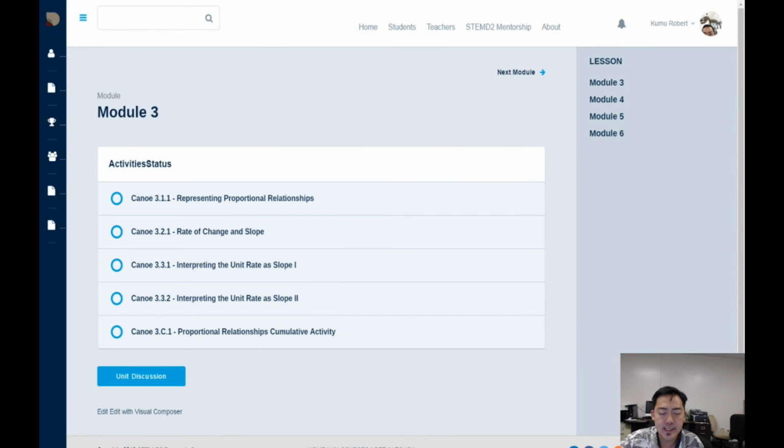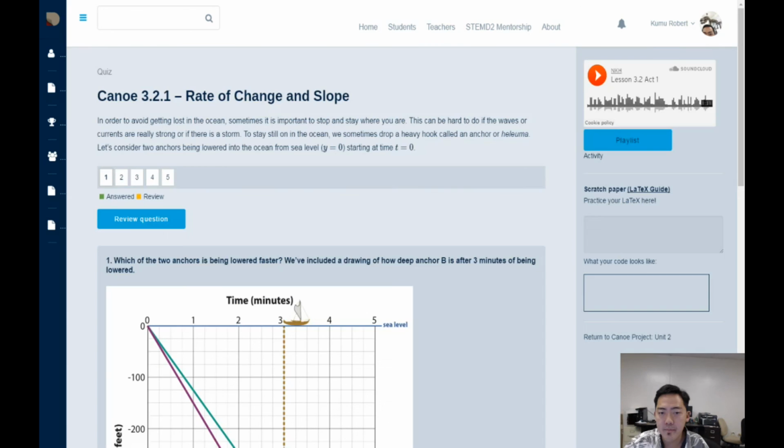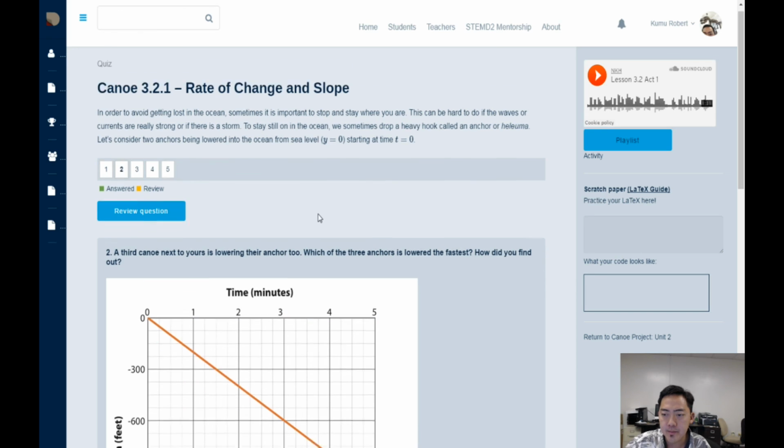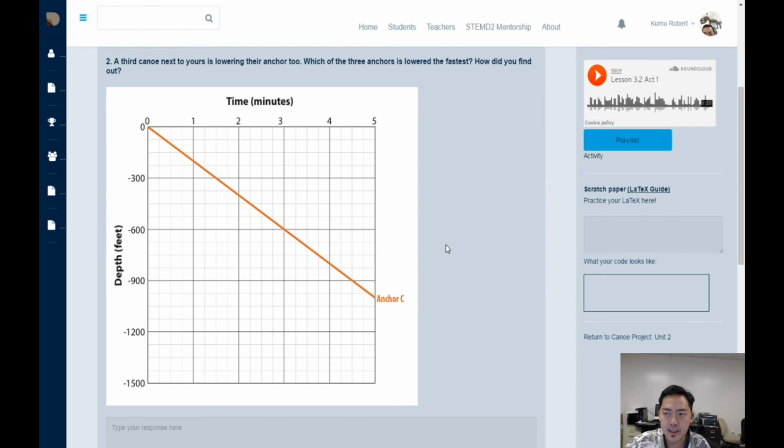Alright, welcome back. The next activity we'll be looking at is Canoe 3.2.1. In this activity, we'll be learning about the Heleuma, which is an anchor. So here's a graph showing the lowering of 2 anchors from sea level. And here's a little picture of a canoe with an anchor, just to illustrate what this graph represents. In this activity, we have these 2 anchors and a third one. And we will look at their descent. We will look at their negative rate of change, and we will compare and contrast them.